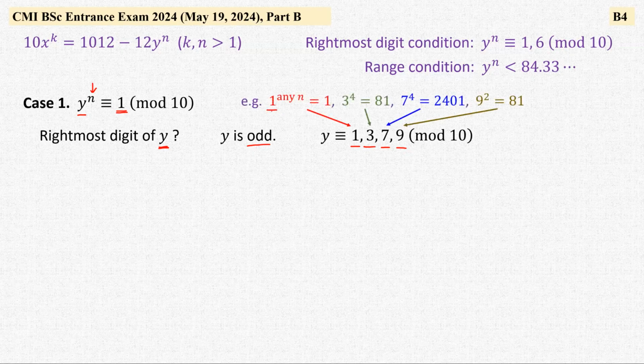I mean, 1 is obvious, since any integer powers of 1 ends with 1, but you can also easily find examples where powers of 3, 7, and 9 end with 1.